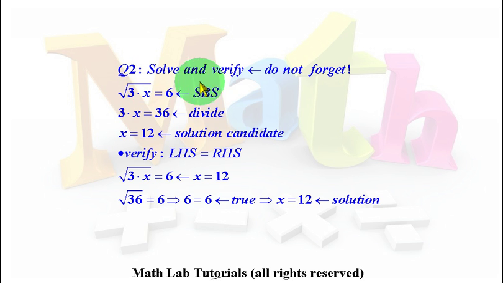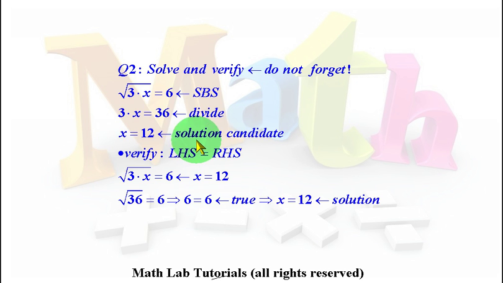Question 2, solve and verify. And again, do not forget to verify. We have the square root of 3x equals 6. We have to square both sides. When we square the left-hand side, it removes the radical. That's the whole idea behind squaring both sides, is to remove the radical. So we have 3x, and on the right, 6 squared is 36. Divide both sides by 3, and you get x equals 12.